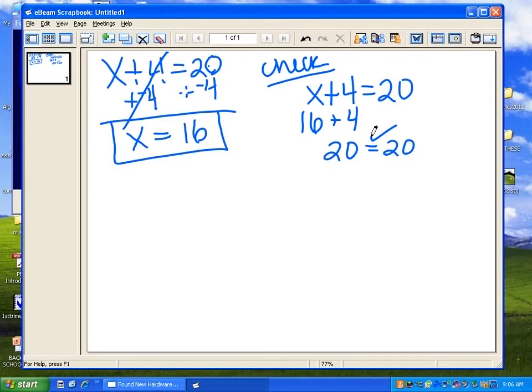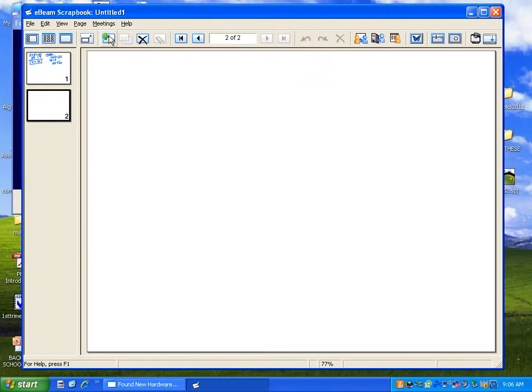Okay. Now, that's easy enough. But guess what? We have to do it with fractions. So this week's work looks like x plus 2.5 equals 5 1/7. How do I get x alone? Robbie, how do I get x alone?